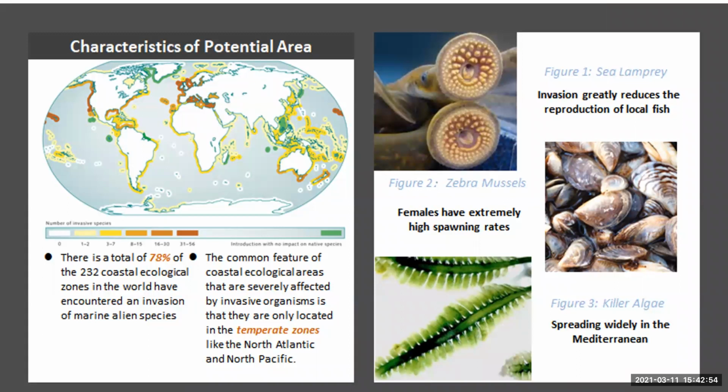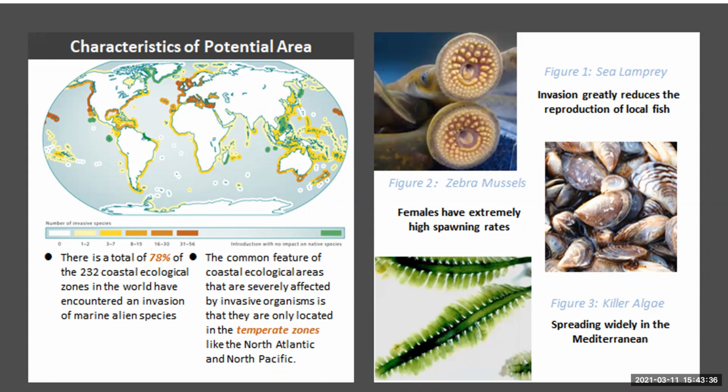Okay, and new species will replace or renew the local marine ecosystem in a certain area without being overly dominant. There is a total of 78 of the 232 coastal zones in the world which have encountered an invasion of marine alien species. The common feature of coastal ecological areas that are affected by invasive marine animals is that they are only located in the temperate zones, like the North Atlantic and North Pacific. The fact is that areas with more shipping movement will have more opportunities for the invasive species to migrate into other areas.